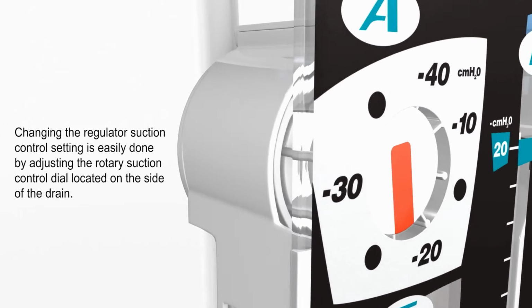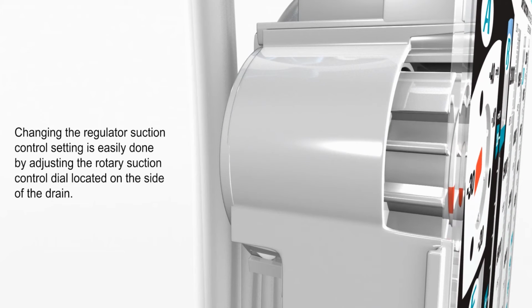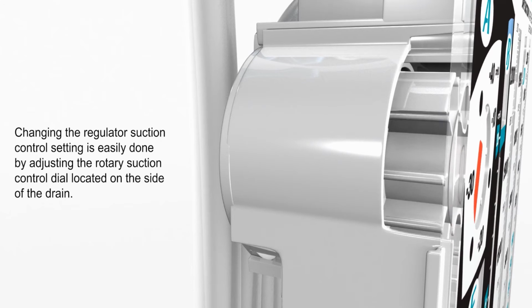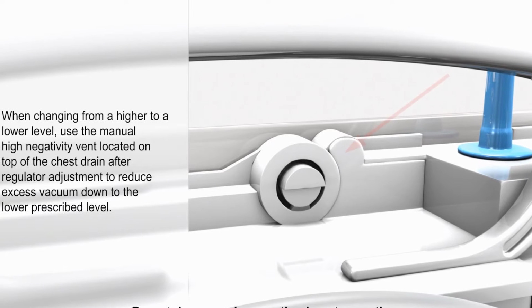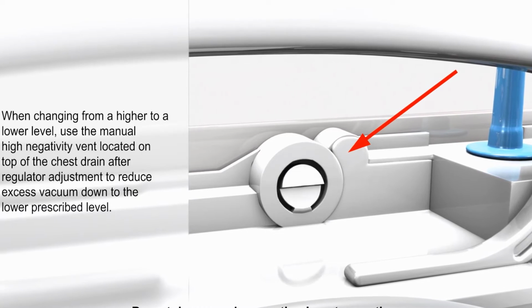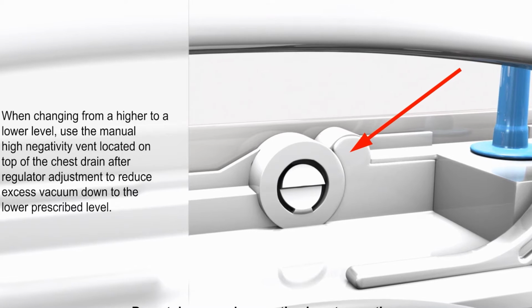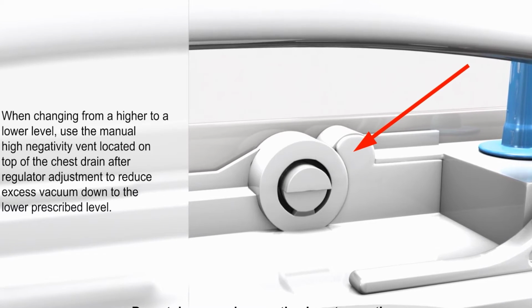Changing the regulator suction control setting is easily done by adjusting the rotary suction control dial located on the side of the drain. Simply dial down to lower the suction pressure setting and dial up to increase the suction pressure setting. When changing from a higher to a lower level, use the manual high negativity vent located on top of the chest drain after regulator adjustment to reduce excess vacuum down to the lower prescribed level.